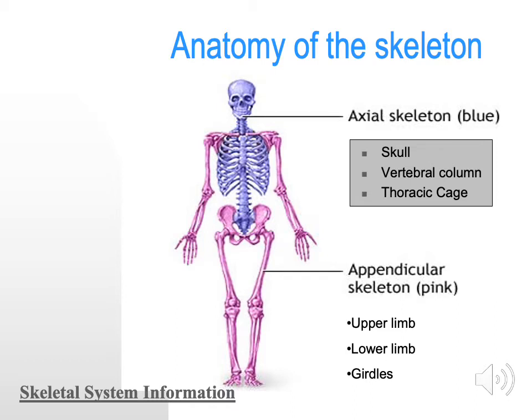The appendicular skeleton therefore has 126 bones, and these are the bones that, for want of a better word, hang off the axis. So they consist of both limbs, the two upper limbs, the arms, the two lower limbs, the legs, plus the girdles that attach the limbs to the axial skeleton. And again, we will look at each of these areas over the next few slides.